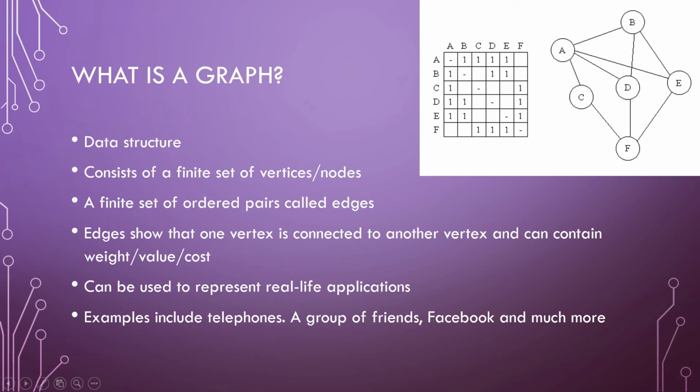And this can be used to represent real life, such as how the telephone lines work. They can jump around. Who's friends with who in a group of friends? You could have 5 people. Number 1's friends with number 3 and 4, but he's not with 2 and 5, but interacts with them through 3 and 4 because they are friends with them. Or Facebook and various other applications that we use.